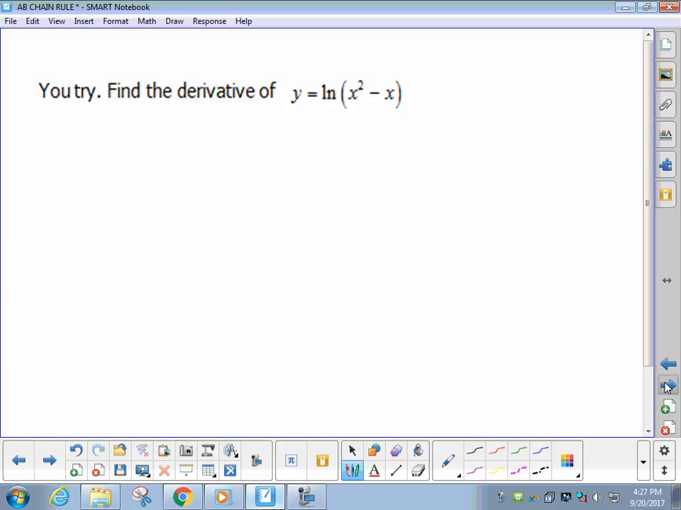Okay, so here we go. The derivative of the log expression here: the log is outside, the x squared minus x is inside. So the derivative is the derivative of the outside. The derivative of log is 1 over what's inside. Then I take that and multiply by the derivative of the inside, which is 2x minus 1, power rule and all, and there's my derivative. Did you get that?